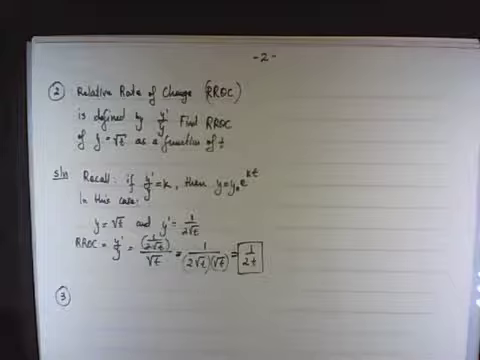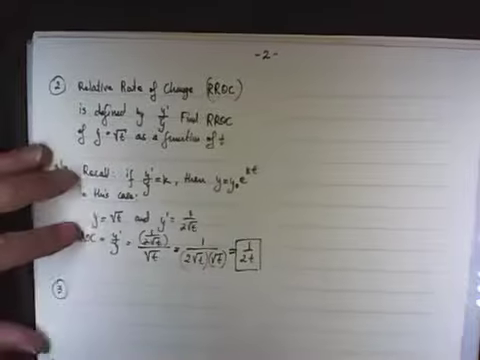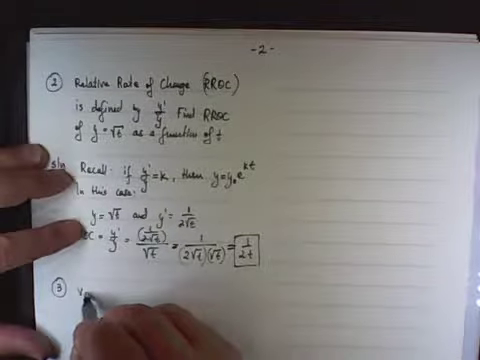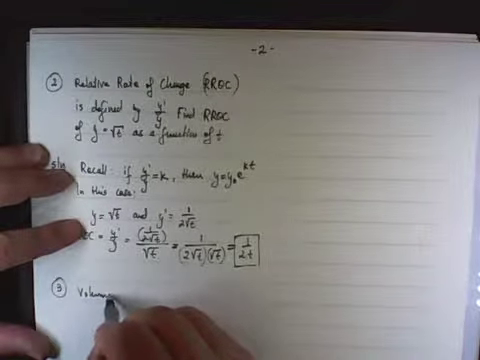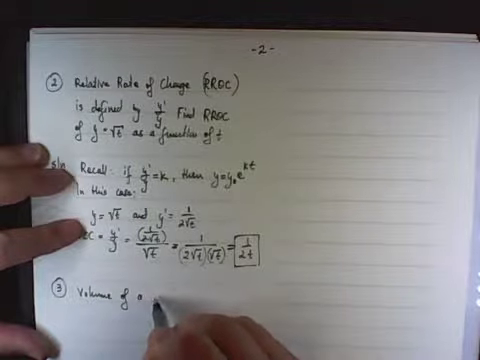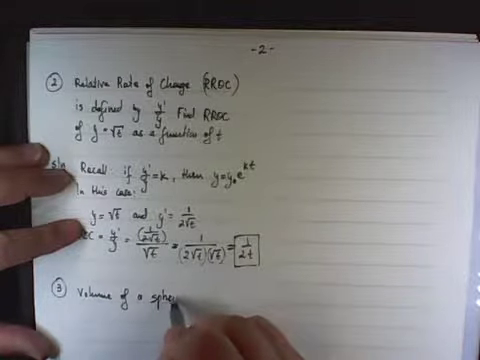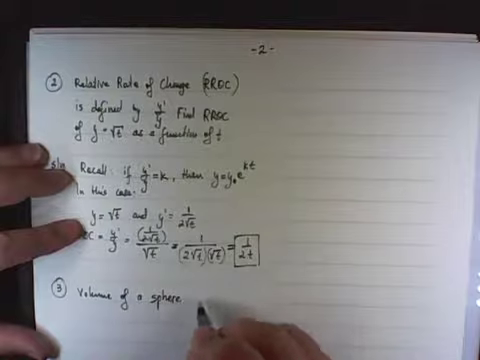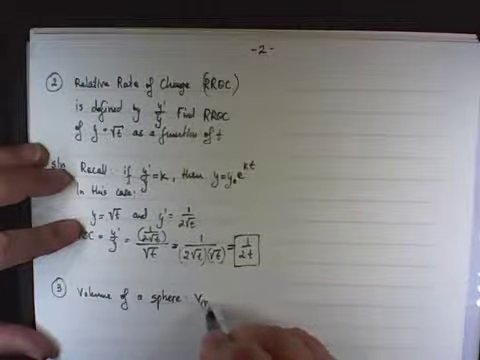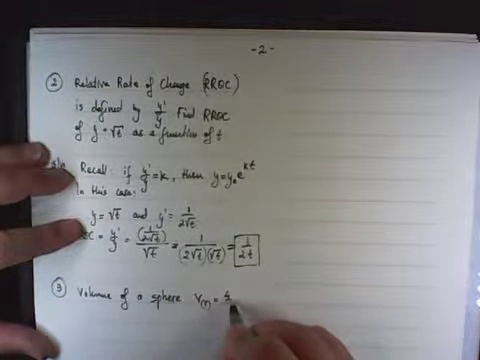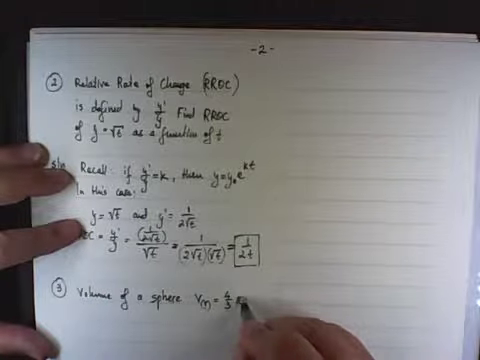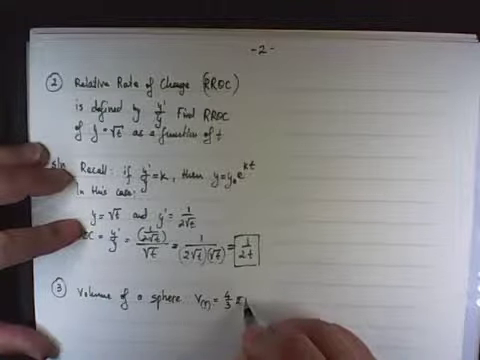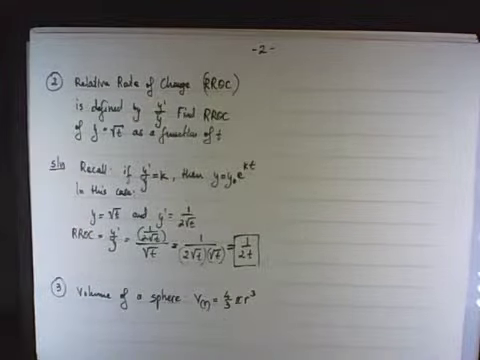The volume of a sphere, okay, that's a true relative rate of change. So we have the volume of a sphere, and I believe I did this problem in class, or something similar to it. V as a function of r, the volume of a sphere, is 4 over 3 pi r cubed.